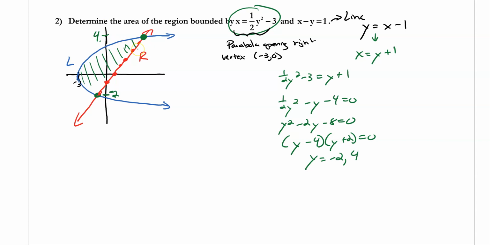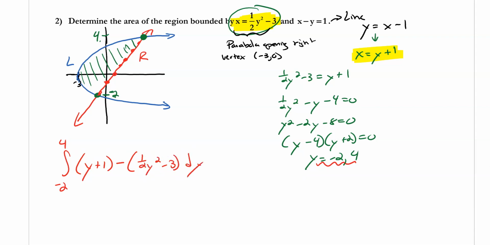Critical for us to find those. We don't care about the x values because we're doing right minus left, so everything's in terms of y. So which functions do we actually want to use? We want to use the ones that are expressed as x equals stuff with y in it. So we want these two. And we've already assigned our right and our left. Our right is the line, our left is the parabola. So we're going to integrate from negative 2 to 4, right function, which is y plus 1, minus left function, 1/2 y squared minus 3 dy.